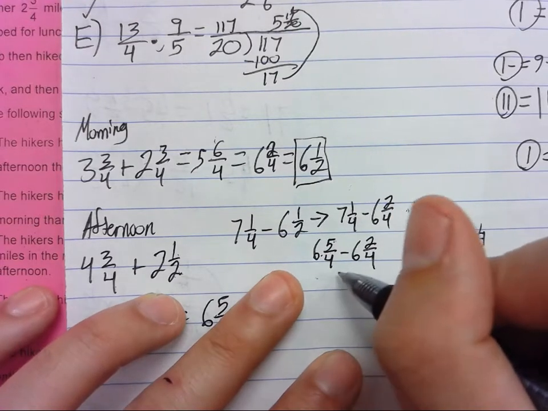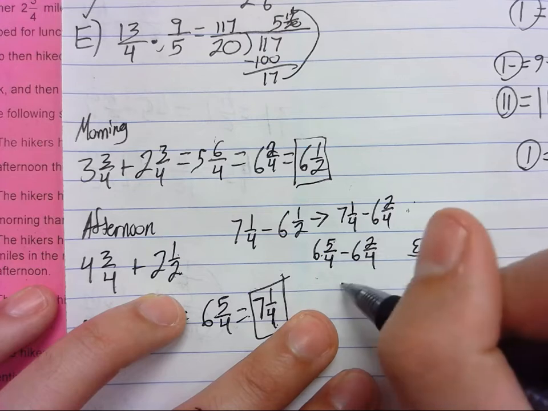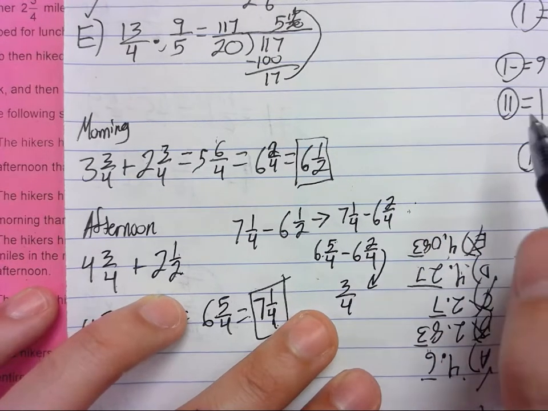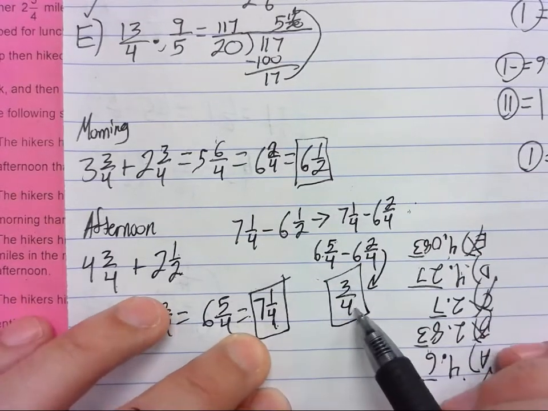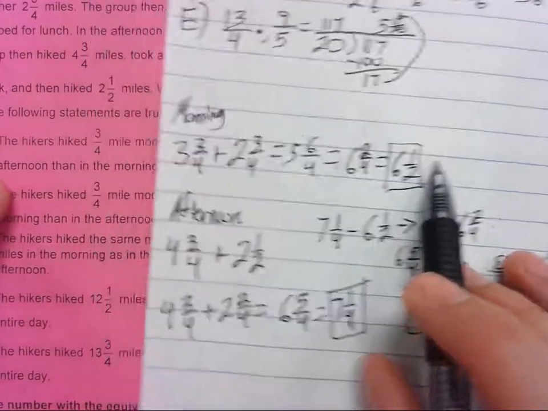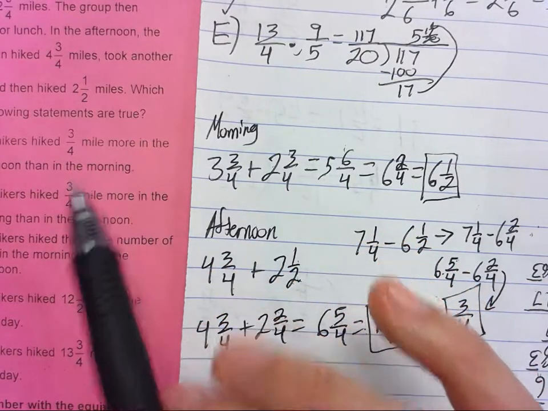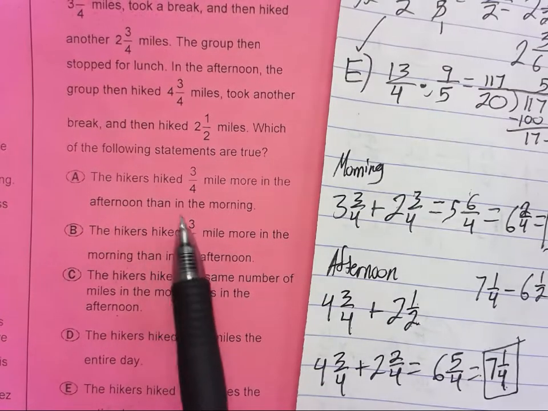So here you get 5 minus 2 is 3/4. We're going to bring the answer down here. And 6 minus 6 is 0, so 3/4. So they walked 3/4 more in the afternoon than in the morning. So the hikers hiked 3/4 more in the afternoon than the morning, so A works, but this is also a select all, so it's not just A.